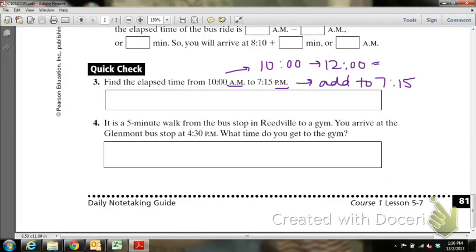Number 4, it's a 5-minute walk from the bus stop in Reedville to a gym. You arrive at the bus stop at 4:30. What time do you get to the gym? So you have to look back at the chart, figure out how long you have to wait, how much time is going to be elapsed before you get there, and model it after example 4. So pause the video, try those quick checks, and we'll check your work in class.